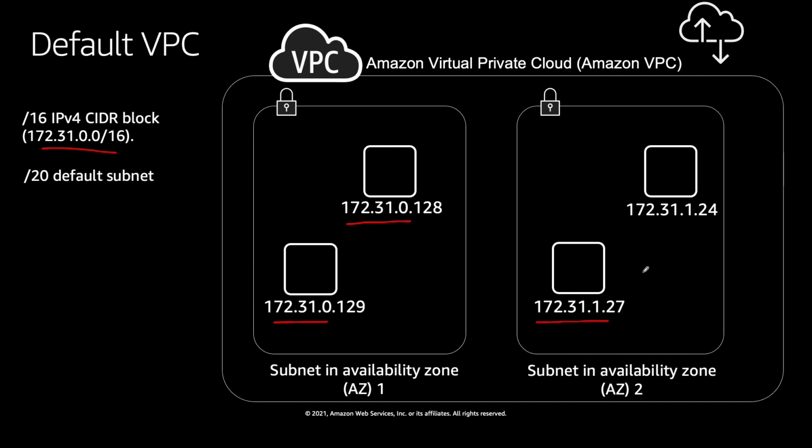Whereas in this one, 31.1, and this is also 31.1, this belongs to a different subnet, right? So these subset of IP addresses which are there in subnet 1 or subnet 2, they all come from this CIDR range of your whole VPC, right, which is 172.31.0.0.